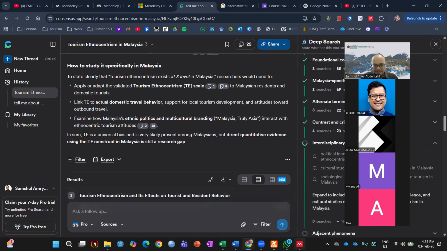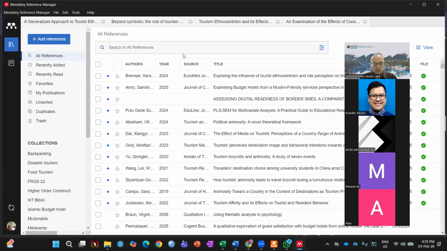What is more important is that I want to show you Mendeley. Mendeley is basically software, a reference manager. It manages your references and citations. It helps you change your format of citation if you need to.